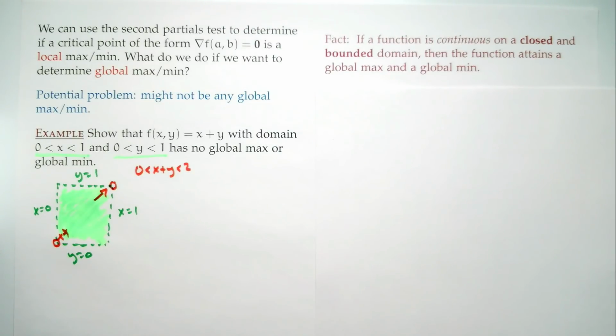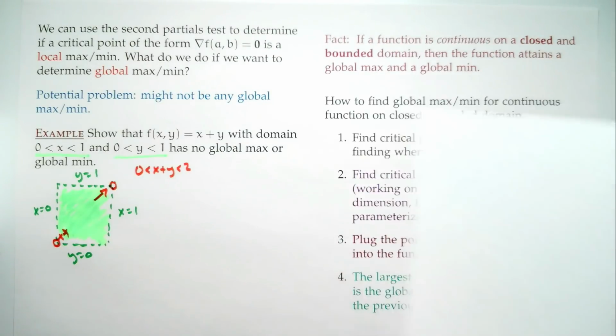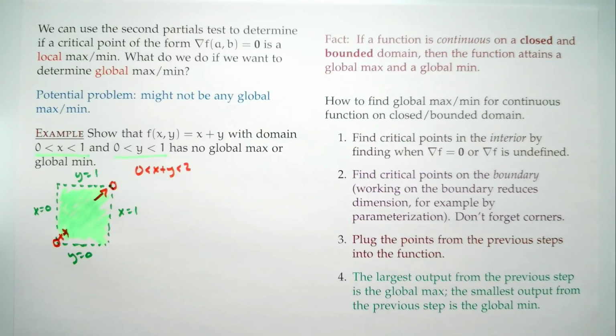This is very useful because it sort of gives us the whole game. Because now we know if we're in this setting, continuous function, closed bounded domain, I know one exists. And how do I go about finding it? Well, we're going to use what I like to think of as the Santa Claus approach. We're going to make a list, and then we're going to check that list, and then we're going to get our answer. So how do we go about it?